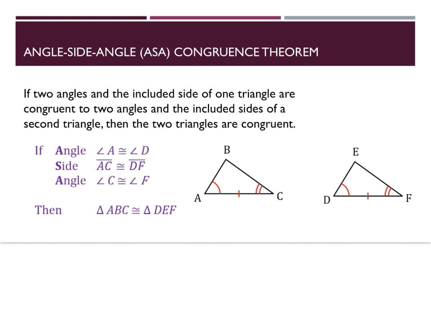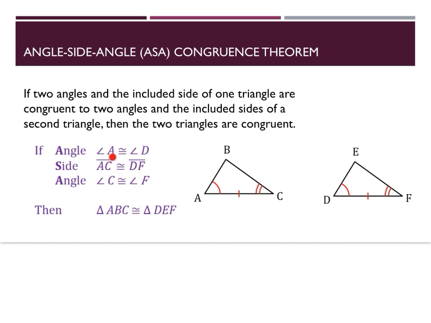All right, here's our angle-side-angle congruence theorem. It states that if two angles and the included side of one triangle are congruent to two angles and the included side of a second triangle, then the two triangles are congruent. So let's take a look at our two examples here.